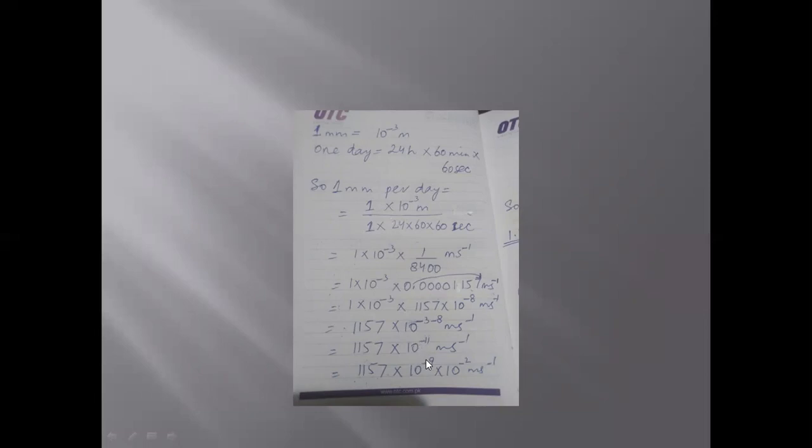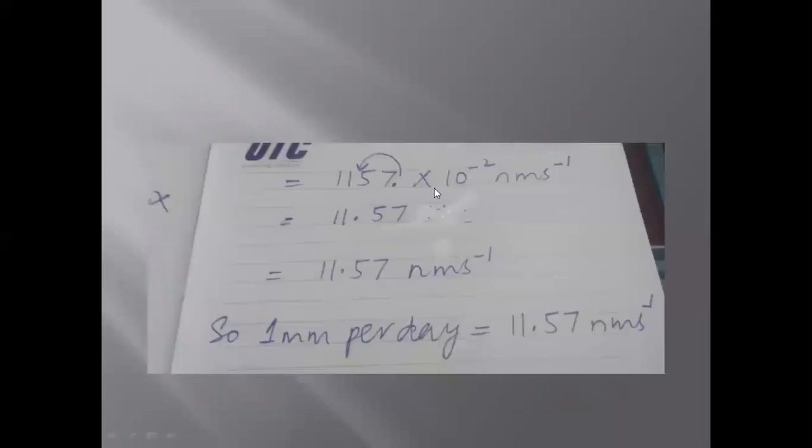I will resolve it into minus 9 and minus 2. Why minus 9? Because in the question it is written to give your answer in nanometers per second. So minus 9 is equal to nano. That's why I have written here 10 raised to the power minus 9. And then 1157, the point is in the end because there was no point, into 10 raised to the power minus 2 nanometers per second.